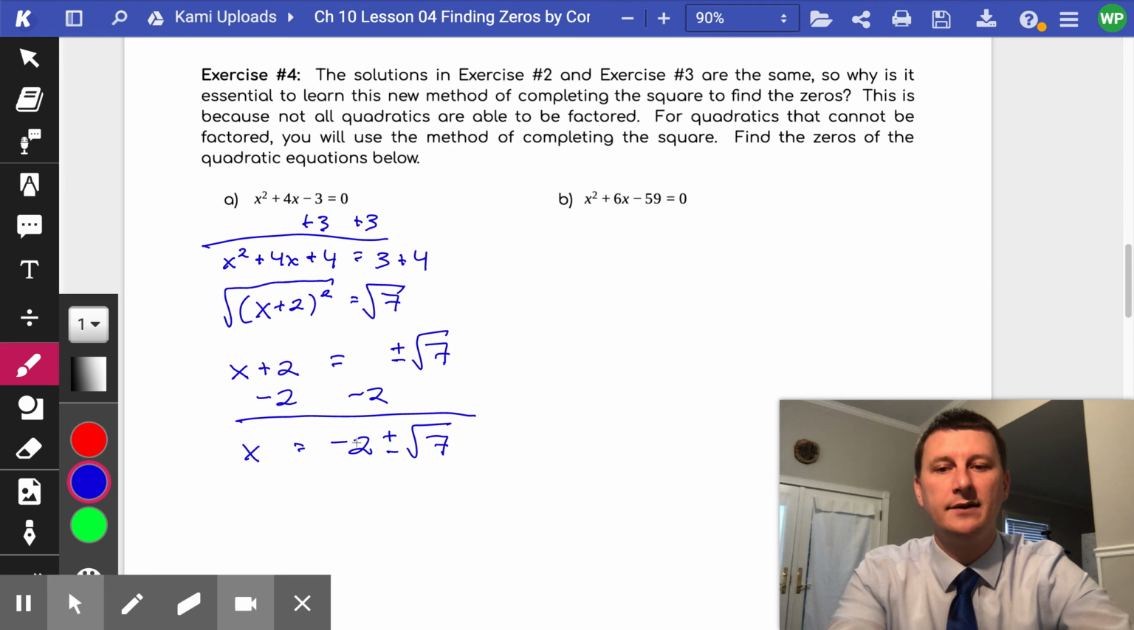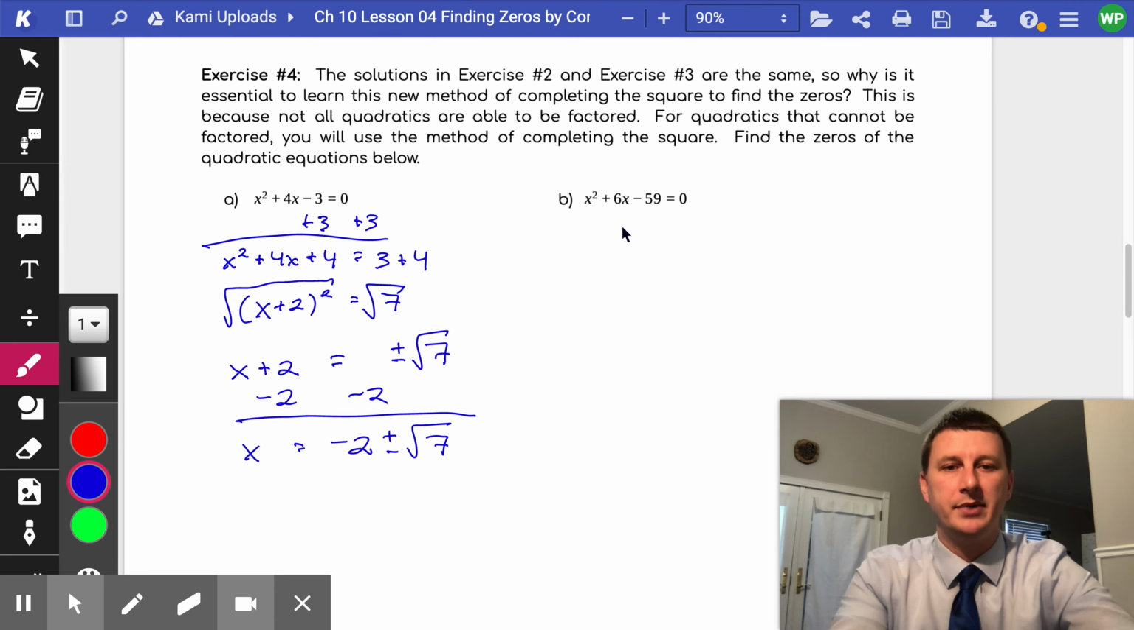Likewise, if you did negative 2 minus the square root of 7's value, that would be your second zero of this quadratic. So this quadratic has two zeros. One of them is located at negative 2 plus the square root of 7, and the other one is located at negative 2 minus the square root of 7.